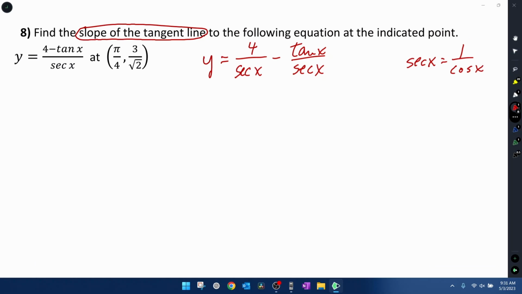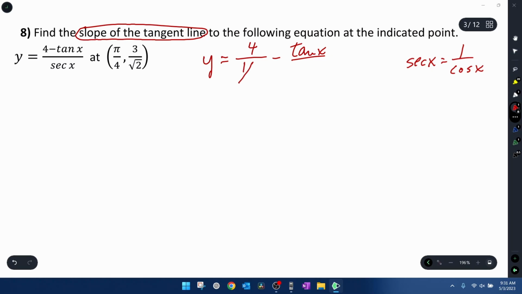So if I replace secant x in both of these cases with 1 over cosine x, I'm going to get division with fractions, which means I'm going to need to do the KCF. We're going to keep, change, flip. And then this first fraction is going to become something really nice. That's going to just simply become 4 cosine x.